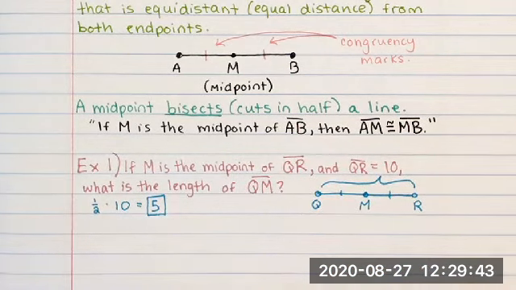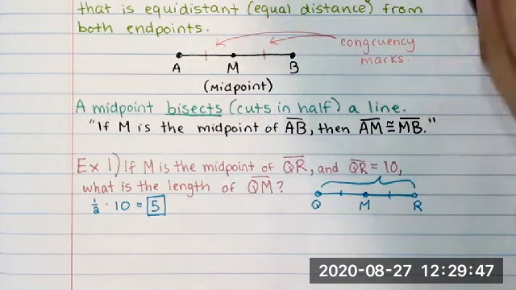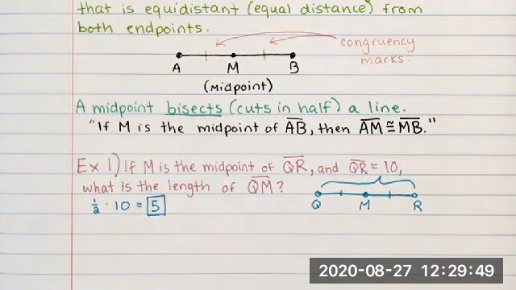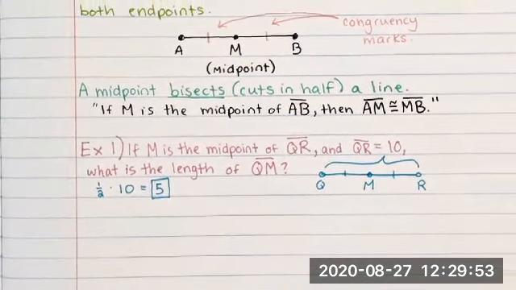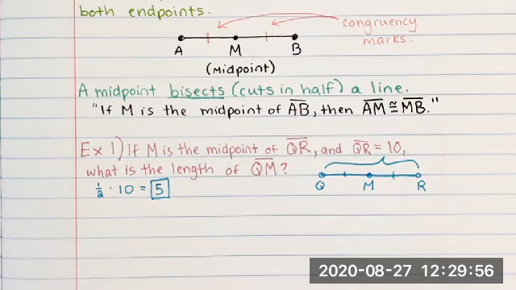All right, so each side of the line would be 5. All right, so let's take it up just a notch.